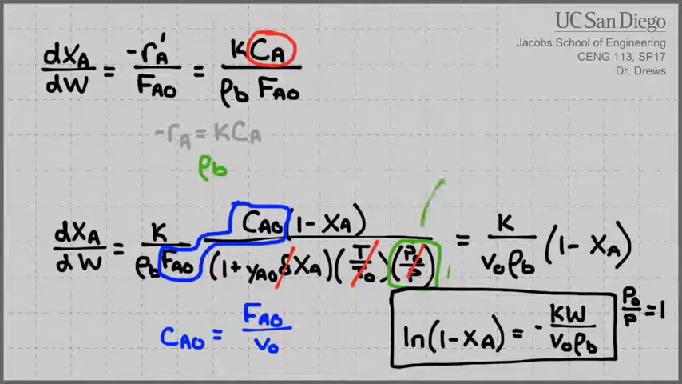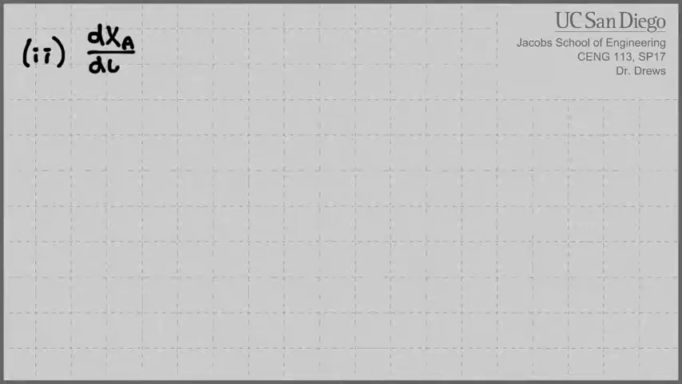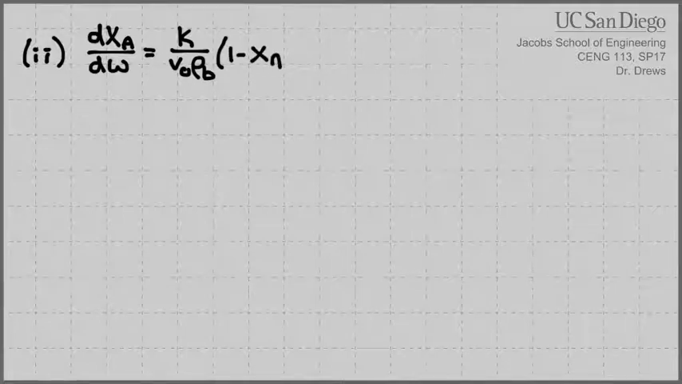Now let's see what happens if we worry about this term, which again, by definition from the problem, is given as dependent on W to the 1/2 power. So this equation is going to look a little bit nastier, but it should look similar. So for part 2, dXA dW is going to be equal to K over V naught rho B times 1 minus XA. All of that is the same because that's the same expression as if there were no pressure effects.